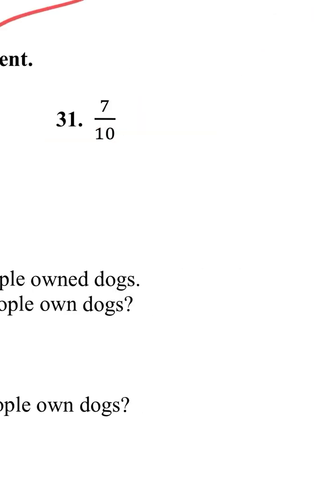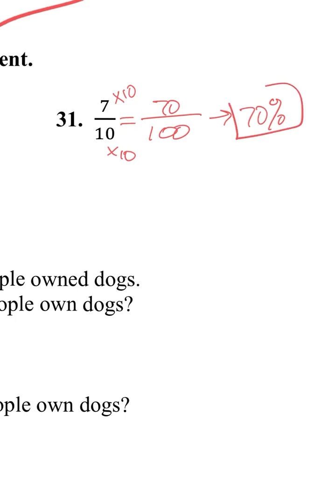Let's take a look at number 31. We've got 7/10, so we want to convert this fraction so that the denominator is 100. What do I multiply 10 by to get 100? Let's try 10 times 10. You should get 100. And whatever you do to the denominator, you have to do to the numerator. So 7 times 10, which is 70. So 70 out of 100 is the same thing as 70%. Got it? On to number 32.